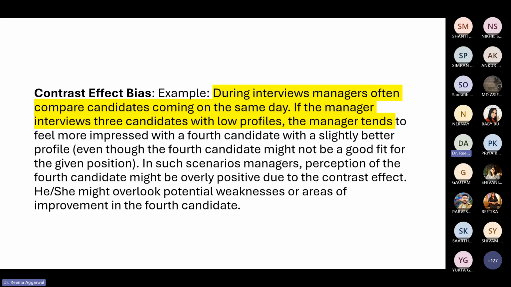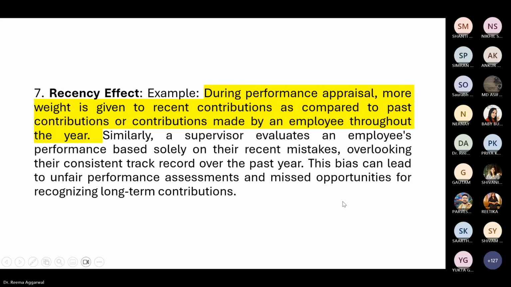तो पहला कैंडिडेट आया उसे कुछ नहीं आता था, दूसरा आया उसे भी नहीं आता था, तीसरे कैंडिडेट की भी सिमिलर प्रोफाइल थी, फोर्थ कैंडिडेट स्लाइटली बेटर था but not fit for the job. But at this point of time, the manager is going to perceive that yes, he's a good fit. Why? Because of the contrast effect bias. In such scenarios, the manager's perception of the 4th candidate might be overly positive due to the contrast effect. He or she might overlook the potential weaknesses and areas of improvement in the 4th candidate.